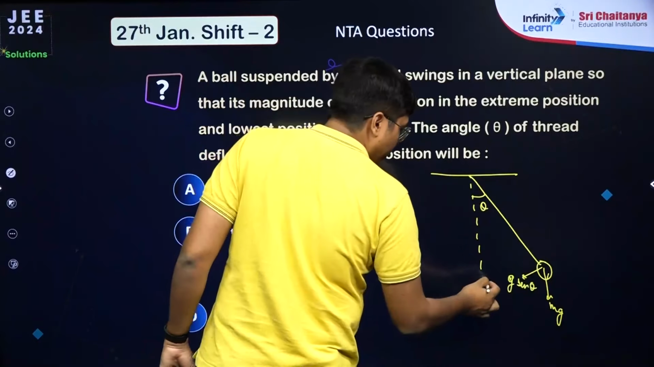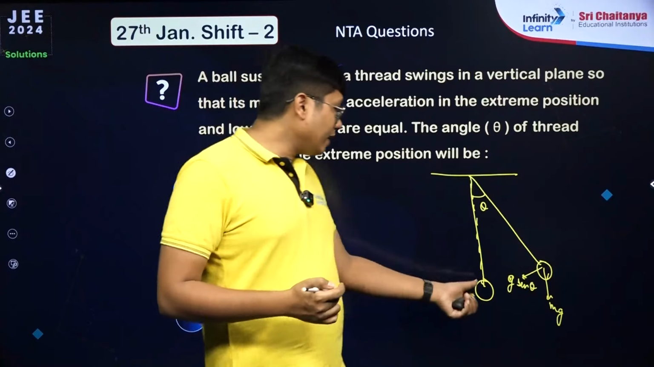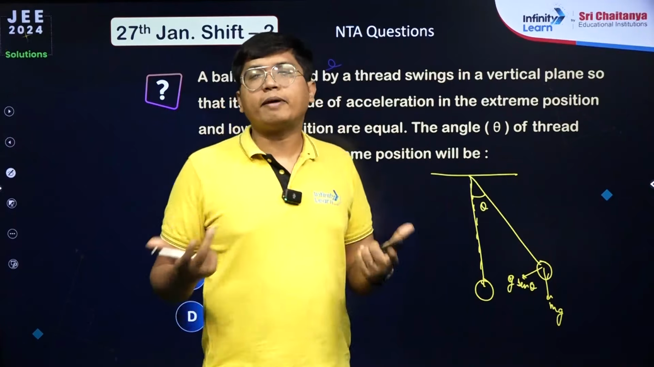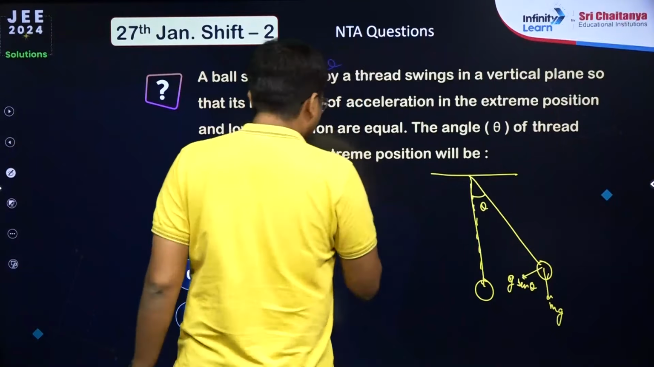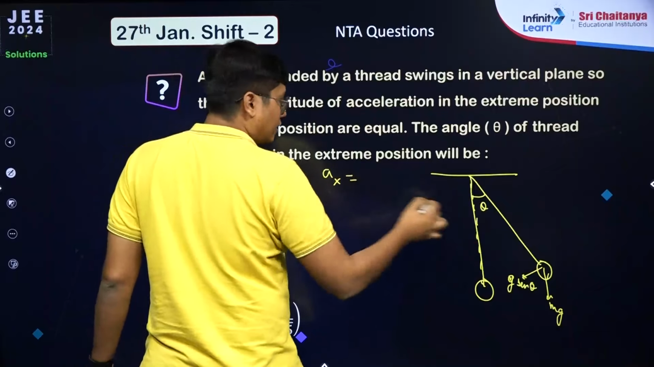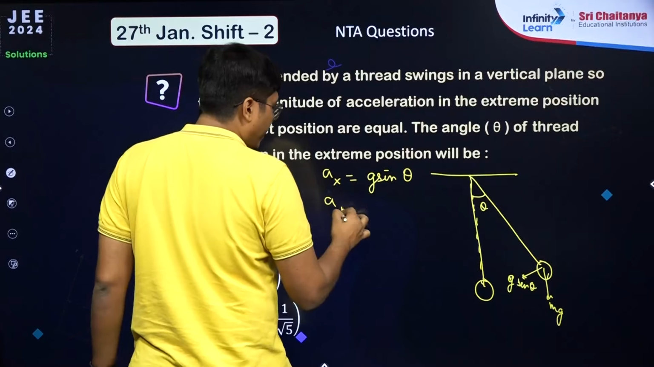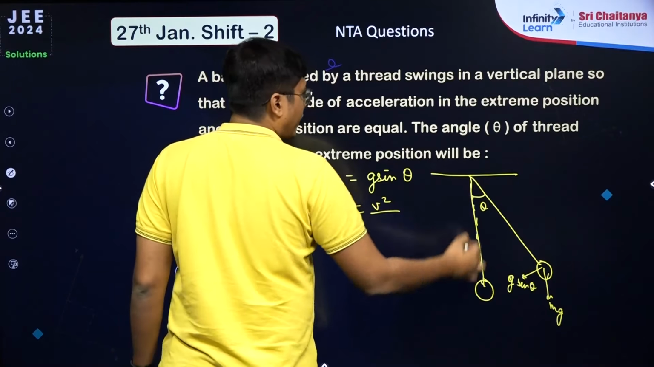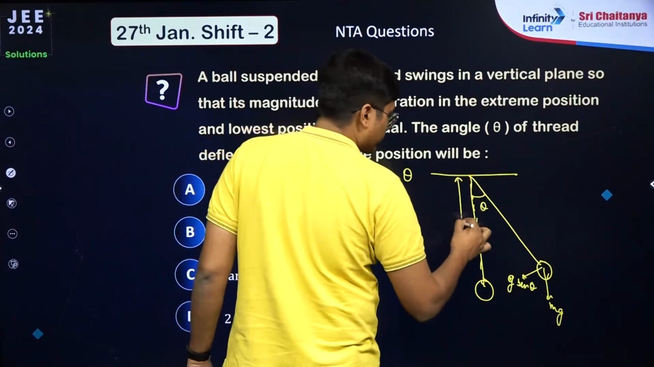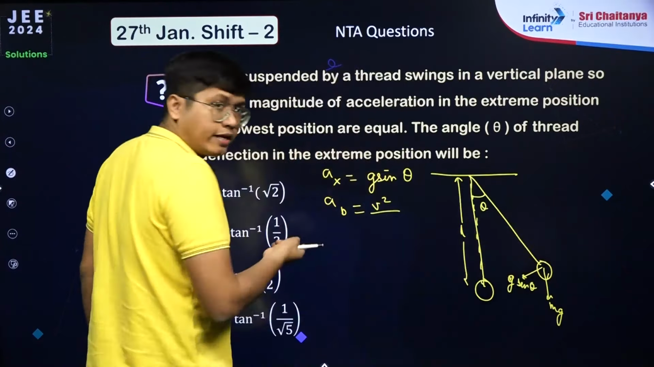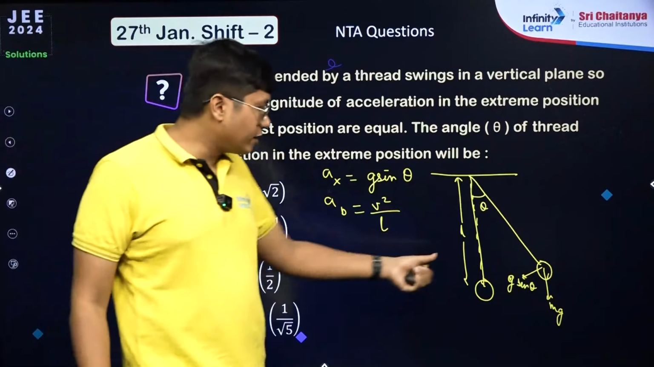Now when it comes down over here, at its mean position, technically the acceleration only comes from the centripetal acceleration. Over here, let's call it A extreme, it is equal to g sine theta, whereas the acceleration at the bottom point AB is v square divided by L, if we assume the length of the string is L, because that is also the radius of the circle traced. The centripetal acceleration is the only acceleration at the bottom point.